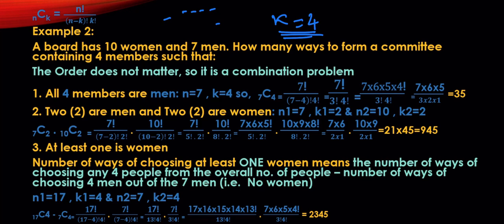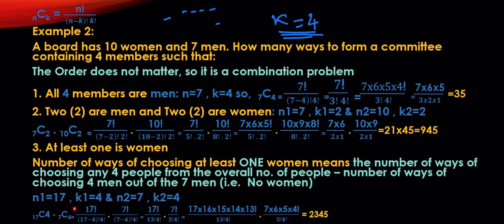So in this case, the total number of people, N equals 17, and I need to choose four of them, any four from the 17. So it will be 17 C4. I want to pick any four members out of the 17, the 17 men and women. Minus the choosing of four people out of the seven men. Sorry, the four people will be men.